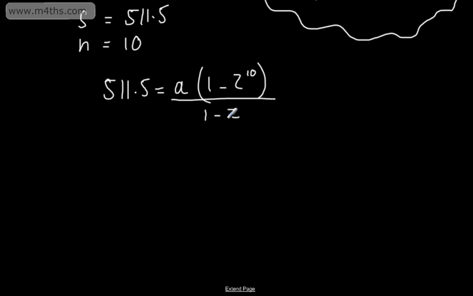So all I need to do is a bit of rearranging. What I could do is multiply both sides by essentially -1. So negative 511.5 divided by 1 minus 2 to the power of 10 is going to give me A. All I've done is taken this quantity here, which is -1, multiplied and then divided. Or you could say that you're just going to multiply by the reciprocal of this fraction.